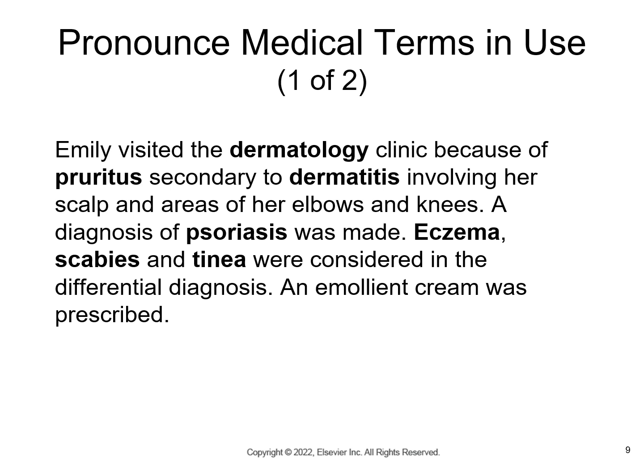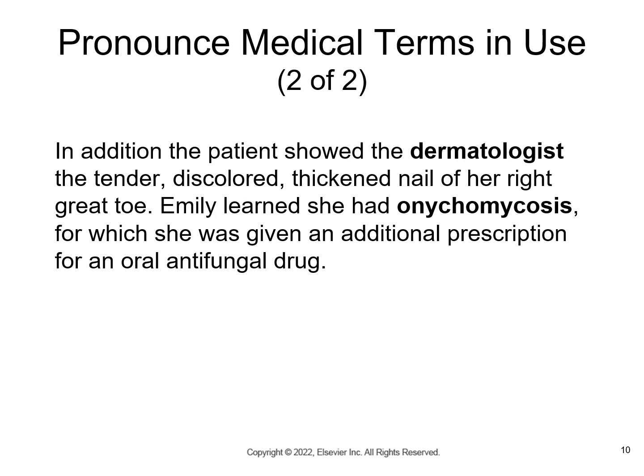Emily visited the dermatology clinic because of pruritus, secondary to dermatitis, involving her scalp and areas of her elbows and knees. A diagnosis of psoriasis was made. Eczema, scabies, and tinea were considered in the differential diagnosis. An emollient cream was prescribed. In addition, the patient showed the dermatologist the tender, discolored, thickened nail of her right great toe. Emily learned she had onychomycosis, for which she was given an additional prescription for an oral antifungal drug.